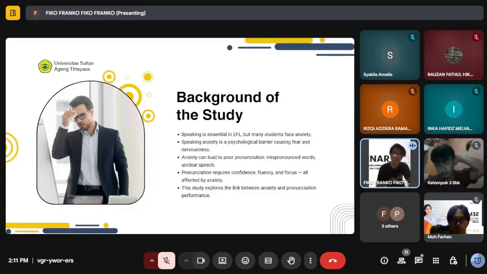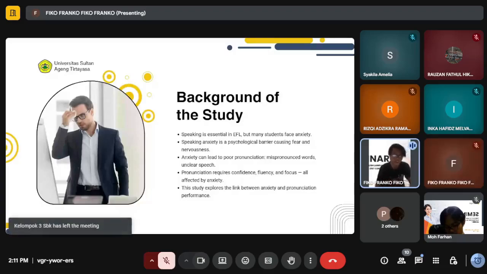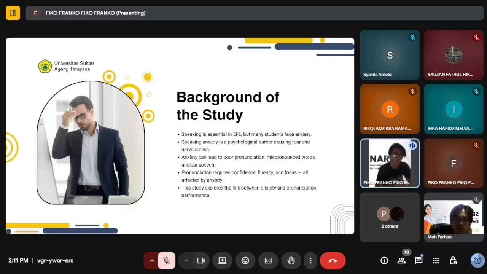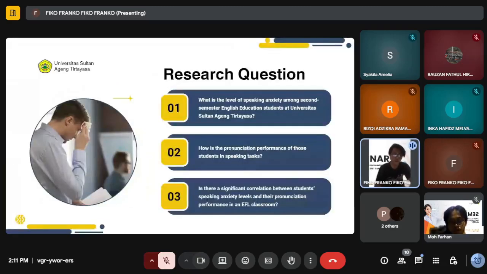So because pronunciation requires confidence, fluency, and focus, all of that is affected by anxiety. So this study is going to explore the link between anxiety and pronunciation performance in EFL learners, especially in second or third year students. And next, we have our research question.